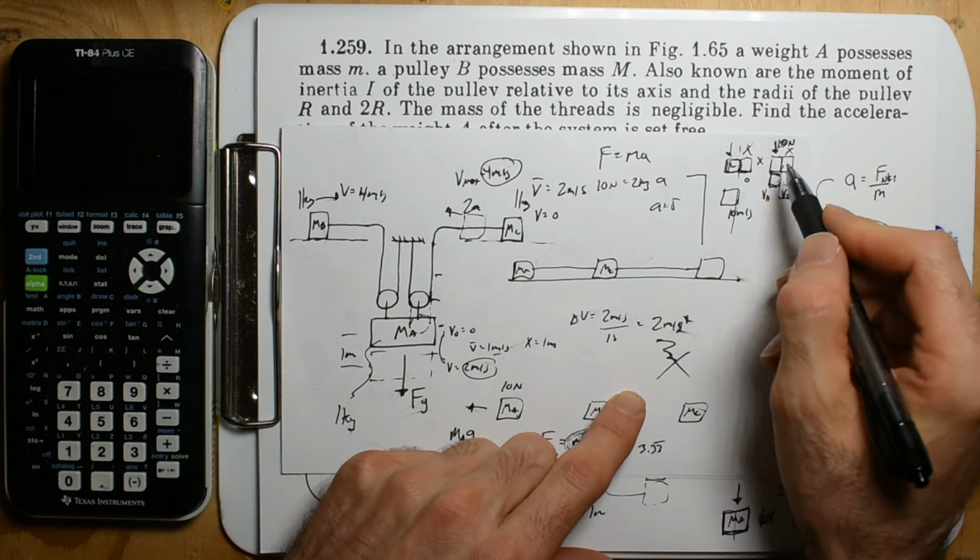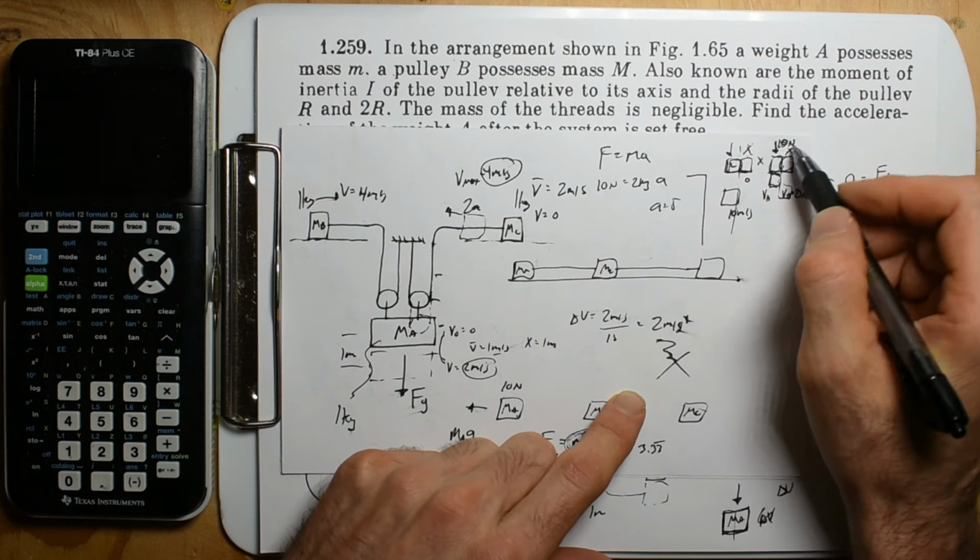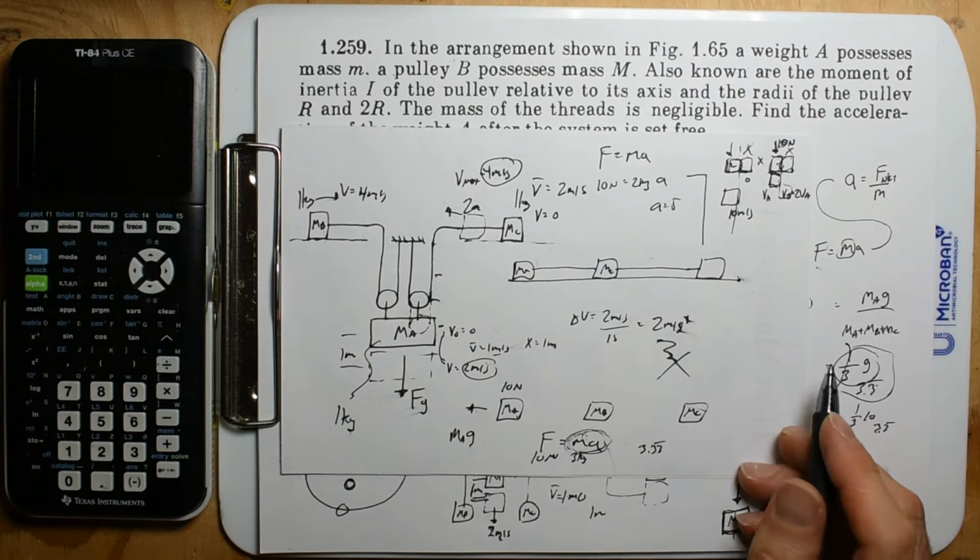We have 1 kilogram, and then we have gravity just on one side. And this is a kilogram. This is a kilogram.